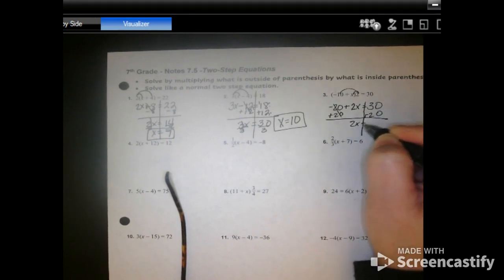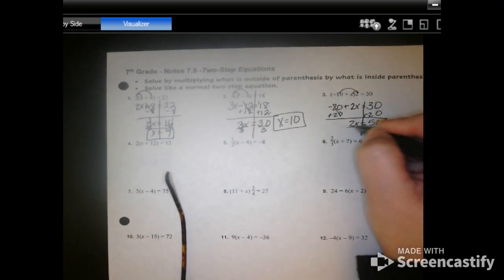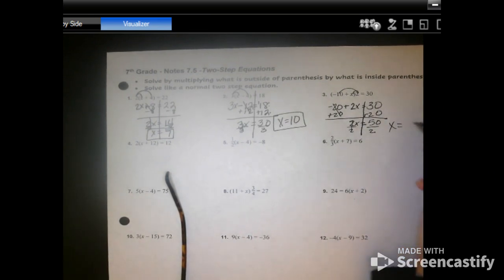So I have 2x equals 50. What would I do from there? You divide by 2. Well, what is 50 divided by 2? 25.